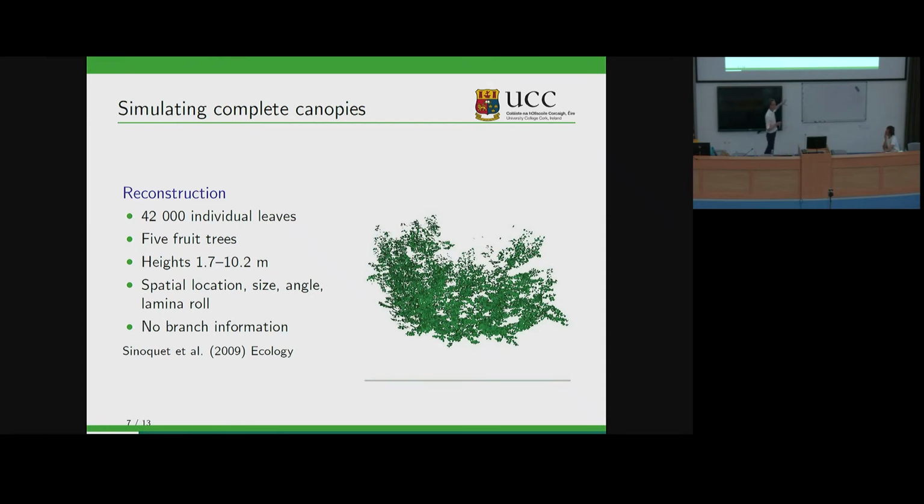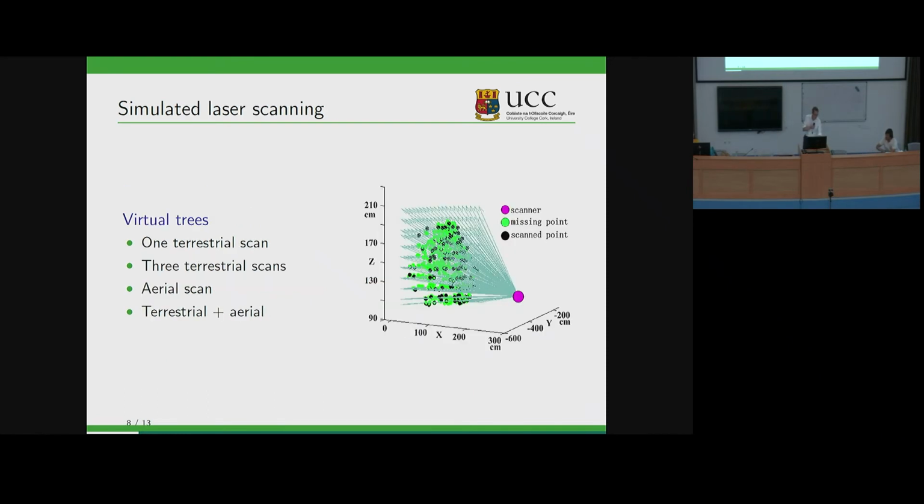But for the purposes of this study, we put together this virtual laser scanning environment and then worked out what we could see. And we did it with one virtual terrestrial laser scan from one side, 3 terrestrial scans, which is the standard, simulated an airborne laser scan, and then just as a kind of fantasy experiment, what would happen if you put them all together. And because we knew the true leaf area, we knew what we were hitting with virtual scans, we knew what we were missing, and we could work out how accurate our representation was.